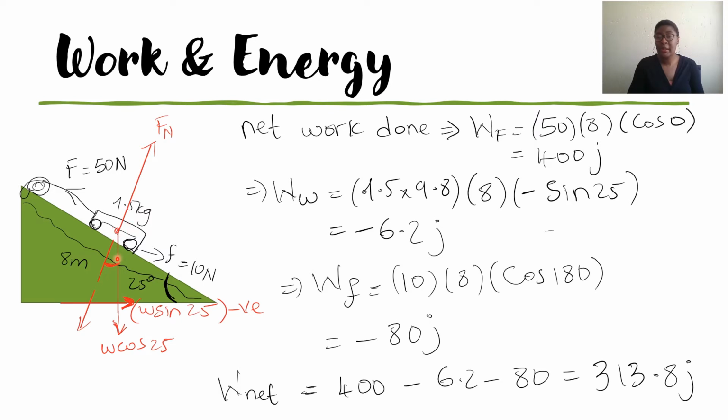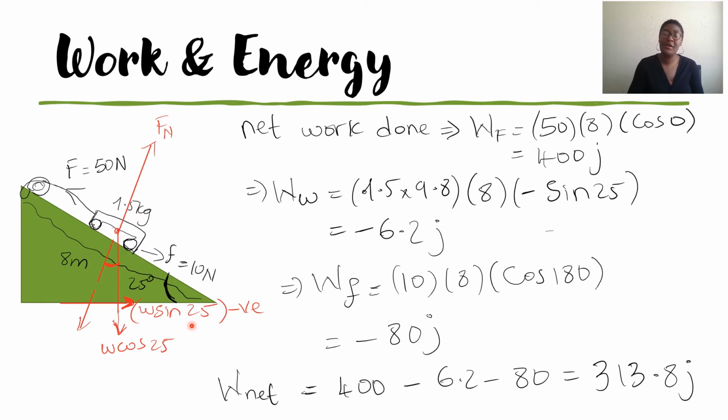Okay, so in this case, our y component is represented by the weight cos 25, and our x component is represented by the weight sine 25. Now remember, the side of the triangle that is opposite your angle will always be the sine, and the side of the triangle that is touching your angle will always be the cosine. Okay, so that will be weight sine 25.